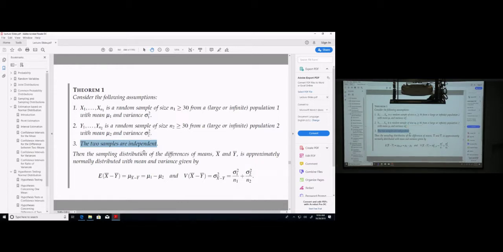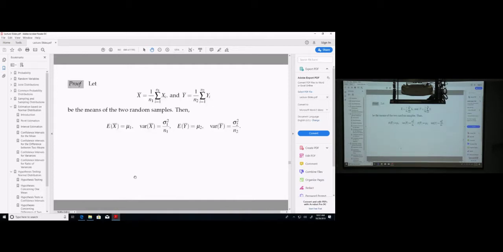So in that case, the two samples are not independent, because X1 and Y1 will be coming from subject 1, and X2, Y2 will be coming from subject 2, and so on. This is usually called a before and after design, and we call it the paired sample t-test later on. All right. So anyway, the sampling distribution of the differences of means X bar and Y bar is approximately normally distributed with mean and variance given by this. Okay, here there is a little explanation.